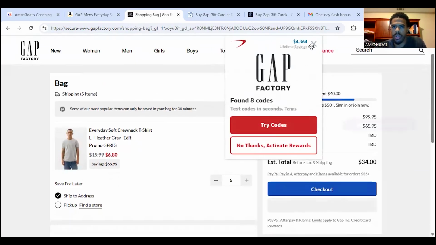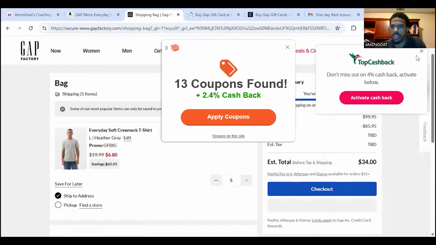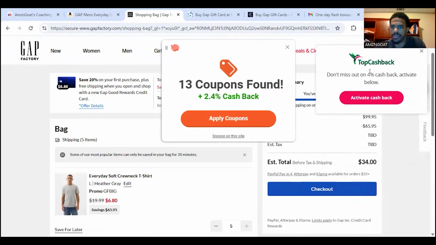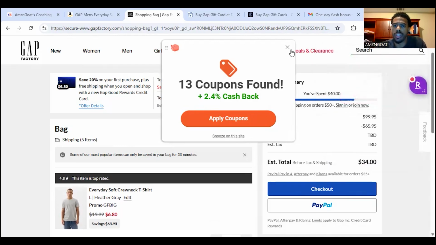And we're gonna throw in that GF Big coupon code. Also, don't forget cash back whenever you're looking at different websites. Gap Factory right now is at 4% on top cash back.